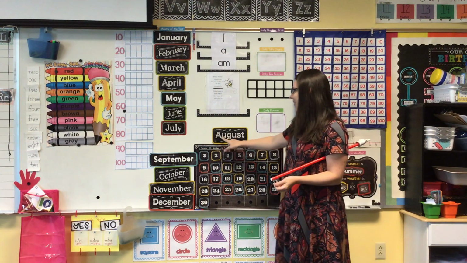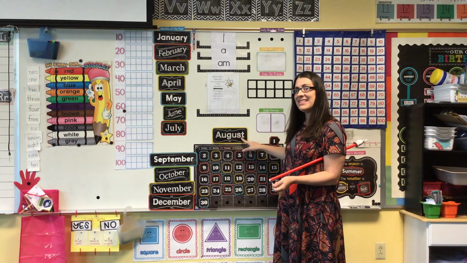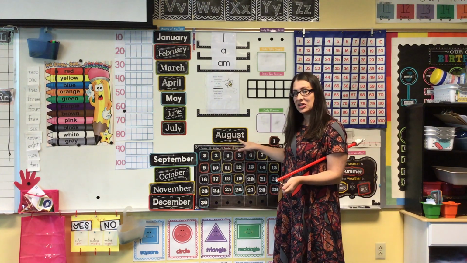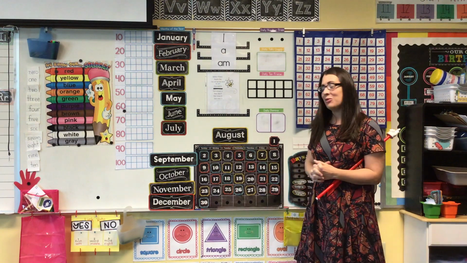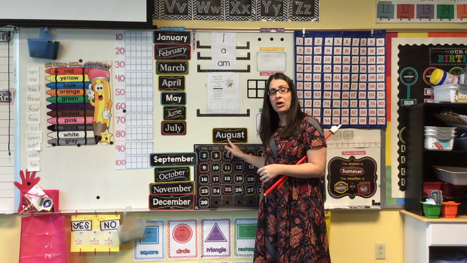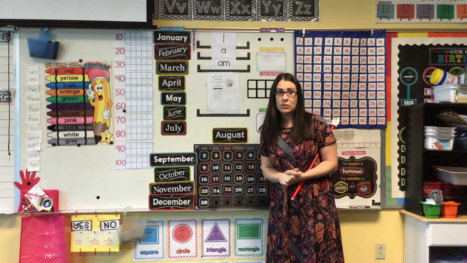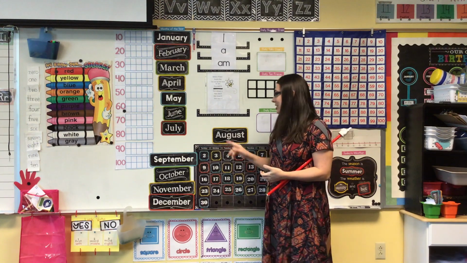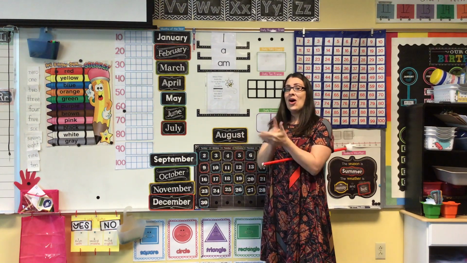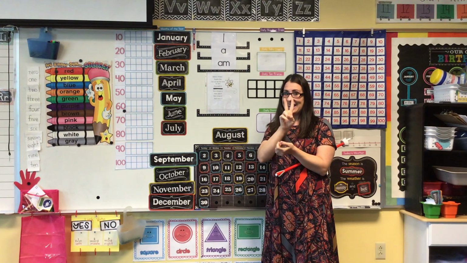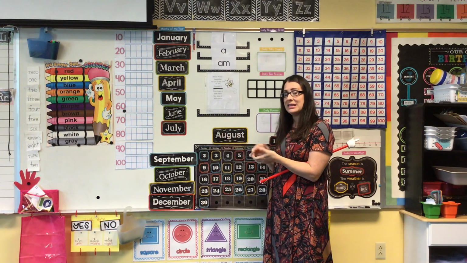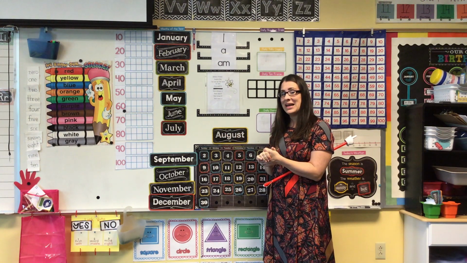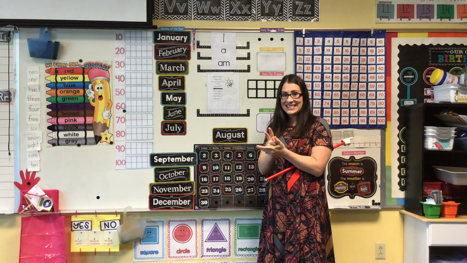We are in the month of August. Say that. August. Good. Now we are going to do something different. We are going to clap this word August to see how many syllables are in that word. It should go like this. Ready? August. I clap 2 times because there are 2 syllables in that word. Do that with me. August.